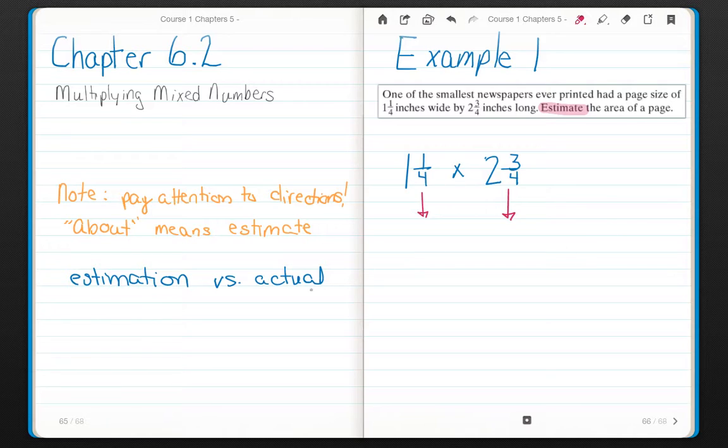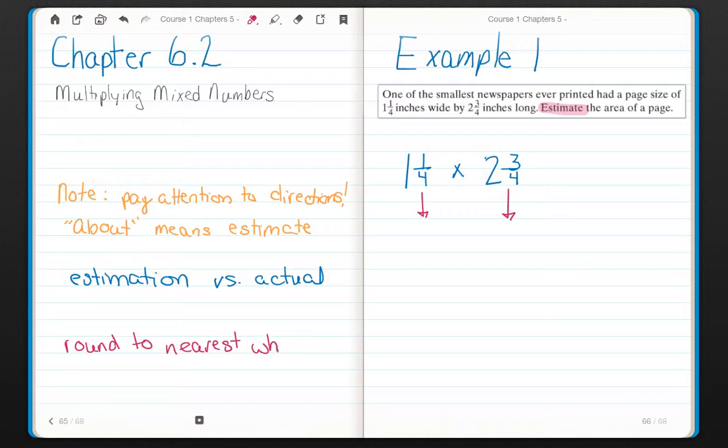You're going to round to the nearest whole. I know we have experience with benchmarks, but because these numbers are greater than 1, go ahead and round your numbers to the nearest whole. Okay? Not the benchmarks. So 1 1/4 rounds to 1. 2 3/4 rounds up to 3. 1 times 3 is about 3.